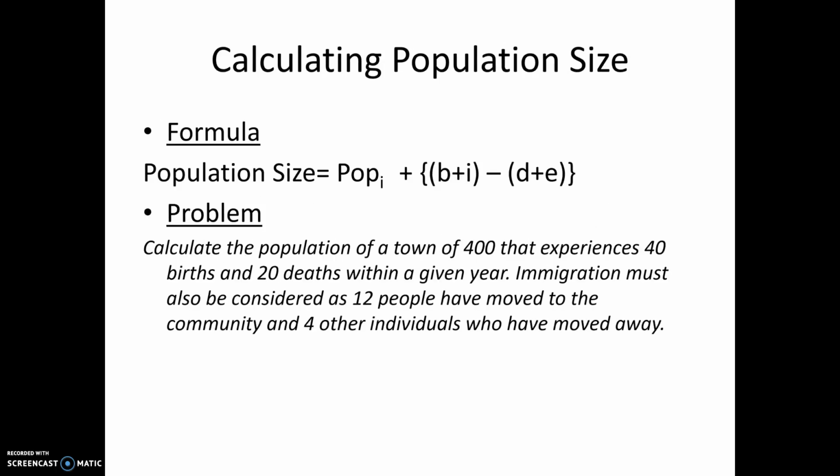Calculating population size. So your formula for population size has initial population, that's what this I is for. Initial population plus births plus immigrants minus deaths plus emigrants. So basically, you have everything that is being added to your population minus everything that is being subtracted from your population. So here's our problem. In here, we have a population of a town of 400. That's your pop I. Okay.